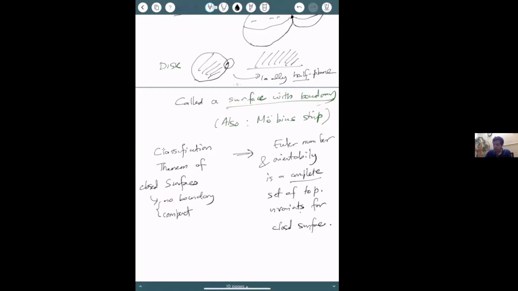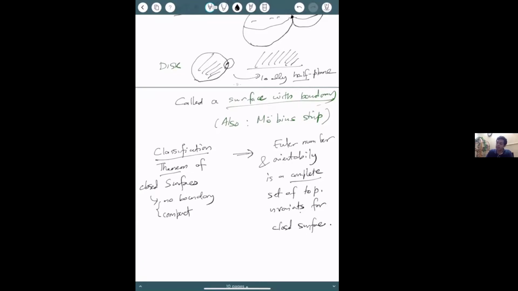The proof of this, once you go through, let's say, one semester's course of topology, you would be able to find and understand. It's not that hard, but it does require some work.